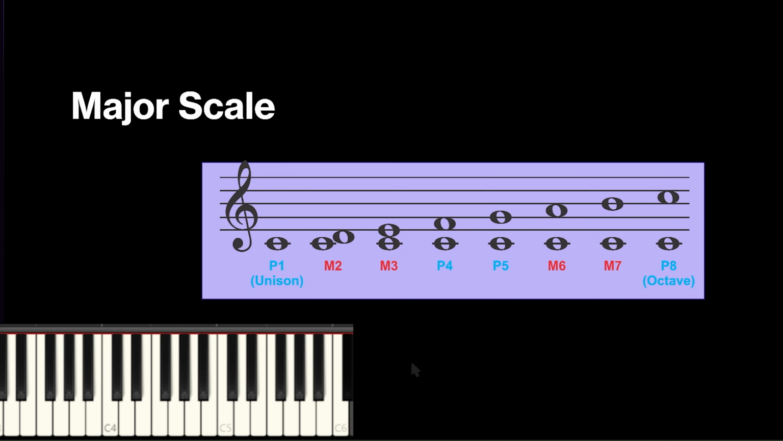So now we look at the major scale and how we build it. We build the major scale by using this formula. It goes a unison, which all scales start with. Then we go major second, major third, perfect fourth, perfect fifth, major sixth, major seventh, octave. So this is how the major scale is built. There's no augmented or diminished in here, and everything is built off majors and perfects.